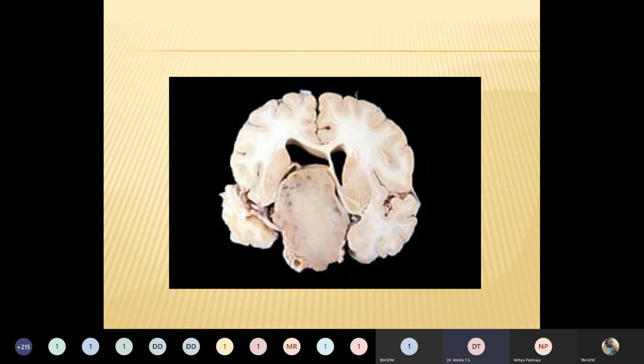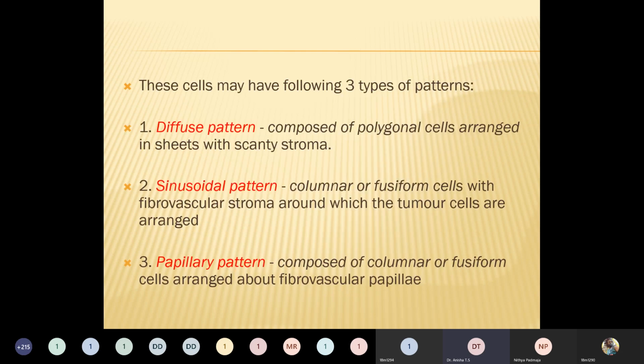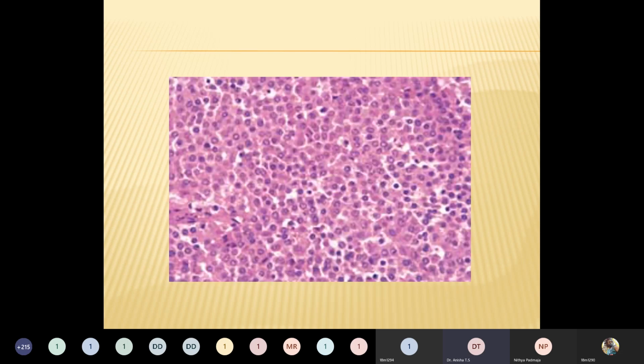So here you see this picture. There's a big tumor growing at the base of the brain, and it's compressing part of the brain. It is quite well circumscribed; you can see that it has a good margin. So this is the pituitary adenoma. The cells can have different patterns: diffuse pattern, sinusoidal pattern, and papillary pattern. This is a picture of pituitary adenoma. You can see that some of the cells have nice pink granules around them, and some of the cells have just bare nuclei, which is the chromophobe type of cell.